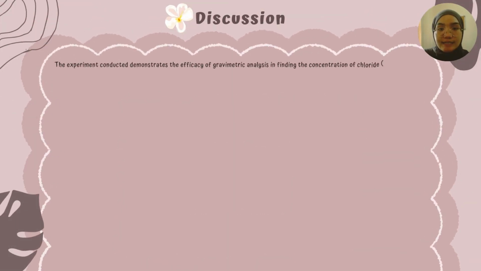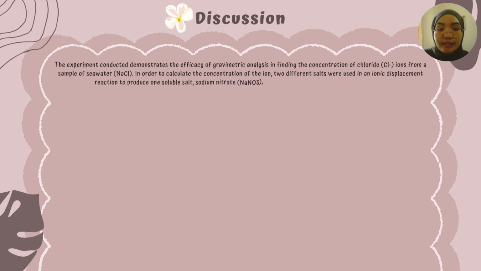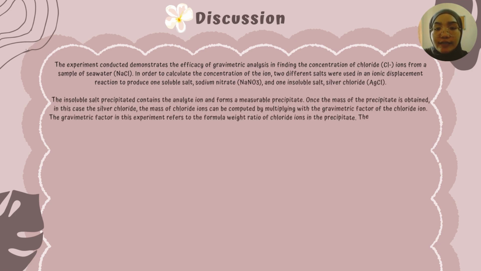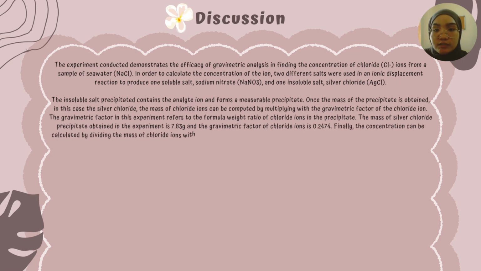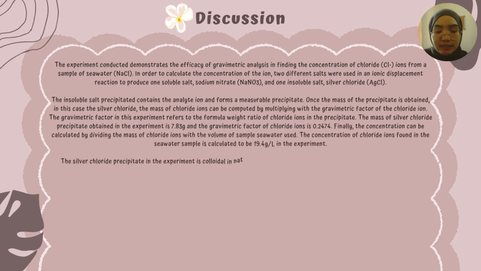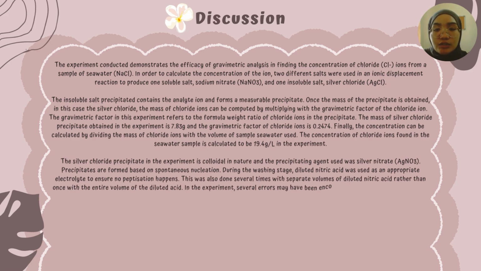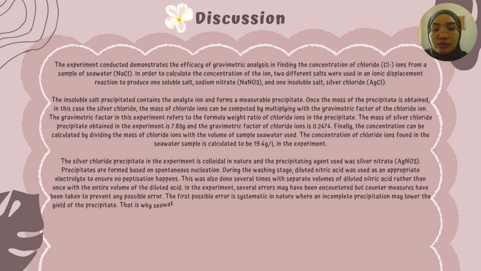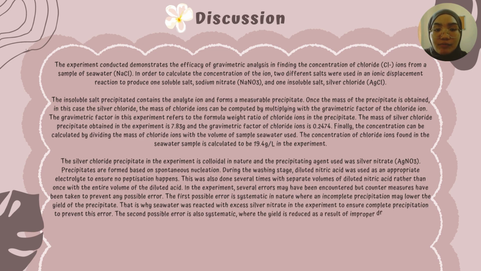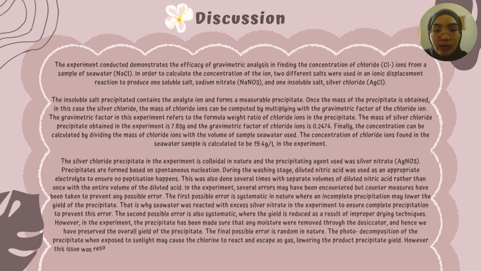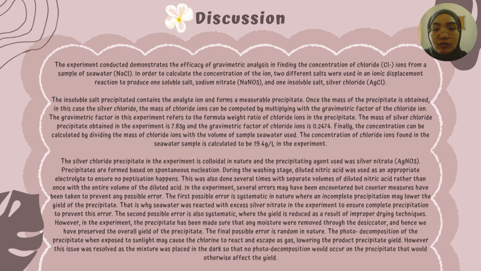Discussion for this experiment. The experiment conducted demonstrates the efficiency of gravimetric analysis in finding the concentration of chloride ions from a sample of seawater. In order to calculate the concentration of the ion, 2 different salts were used in an ionic replacement reaction to produce 1 soluble salt, sodium nitrate, and 1 insoluble salt, silver chloride.